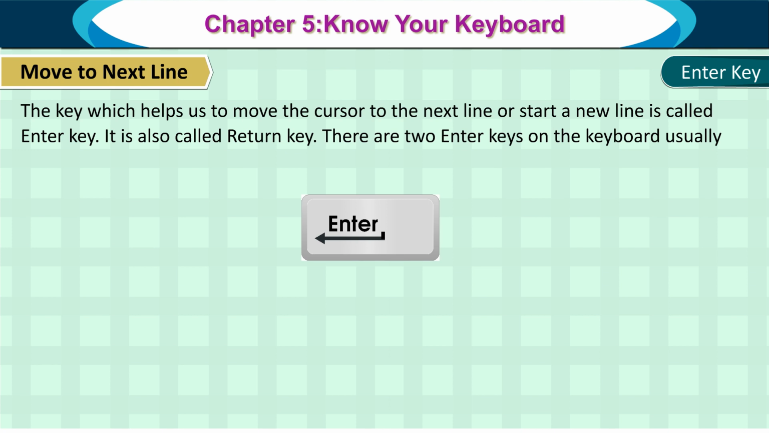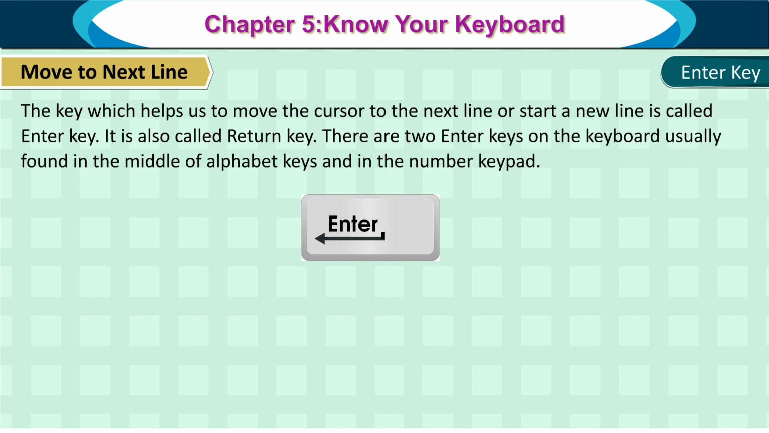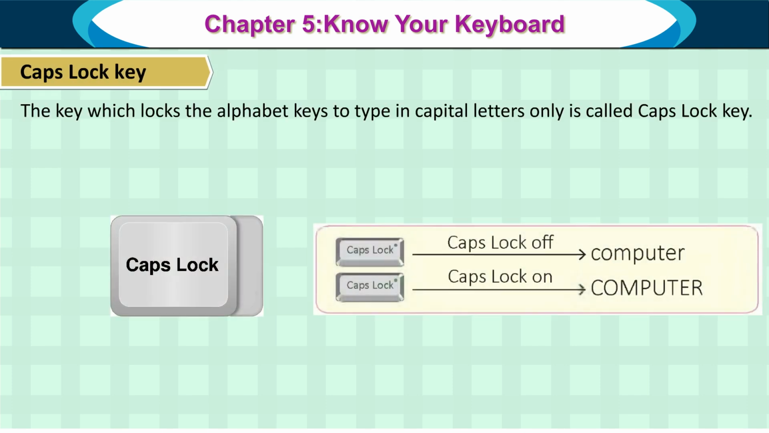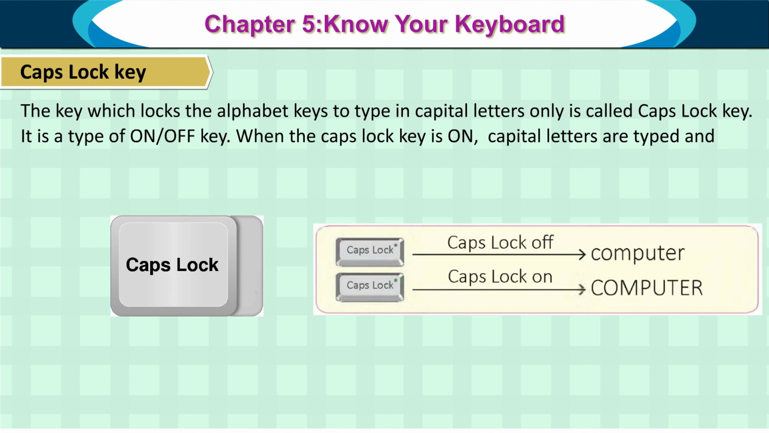There are two Enter keys on the keyboard, usually found in the middle of the alphabet keys and in the number keypad. Caps Lock key. The key which locks the alphabet keys to type in capital letters only is called the Caps Lock key. It is a type of on or off key. When the Caps Lock key is on, capital letters are typed, and when it is off, small letters are typed.